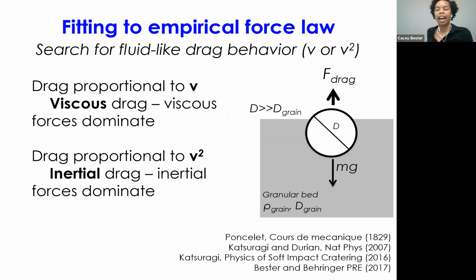impact process. And there are two possible ways in which we could describe it based on how our drag force depends on the velocity. This is in connection with how we would describe a fluid-like drag. So if our drag force is proportional to velocity, then we would connect it with more of a viscous type drag. And if the drag is proportional to velocity squared, then that indicates a more inertial type drag and will give us insight as to how to try to describe this drag force for granular media.